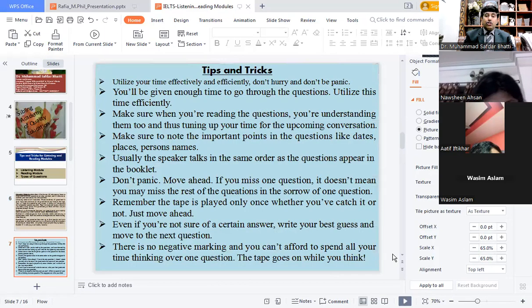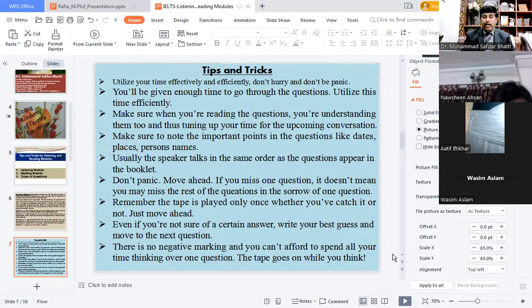My dear, you have to utilize your time effectively and efficiently. Don't hurry and don't panic. You will be given enough time to go through the questions. Utilize this time effectively and efficiently. Make sure when you are reading the questions, you are understanding them too, and thus tuning up your mind for the upcoming conversation. Make sure to note the important points in the questions, like dates, places, person names, and so on. Usually, the speaker talks in the same order as the questions appear in the booklet.